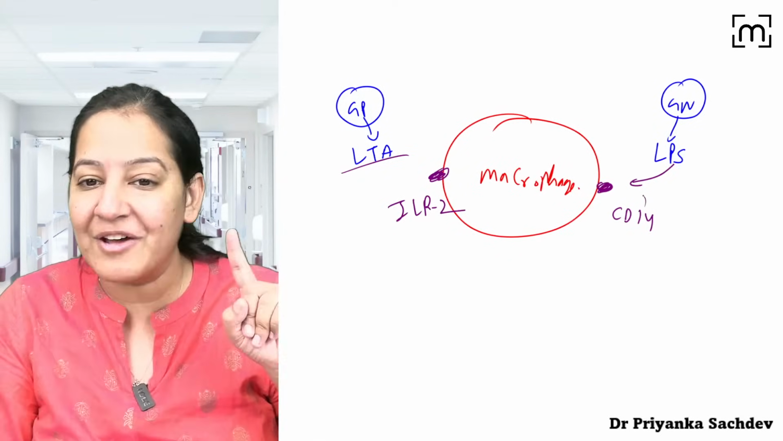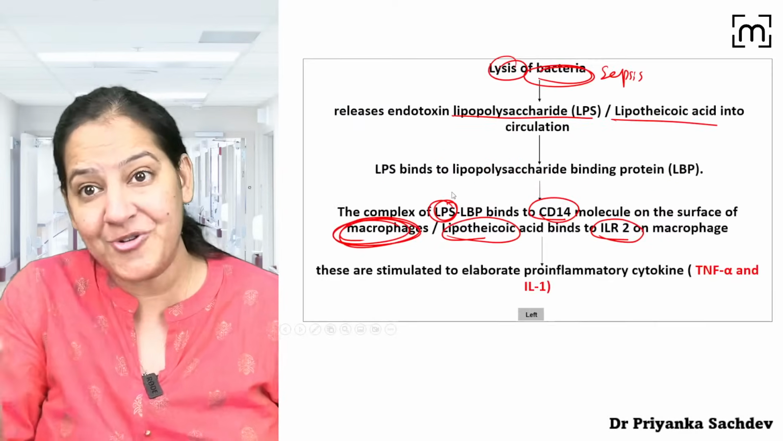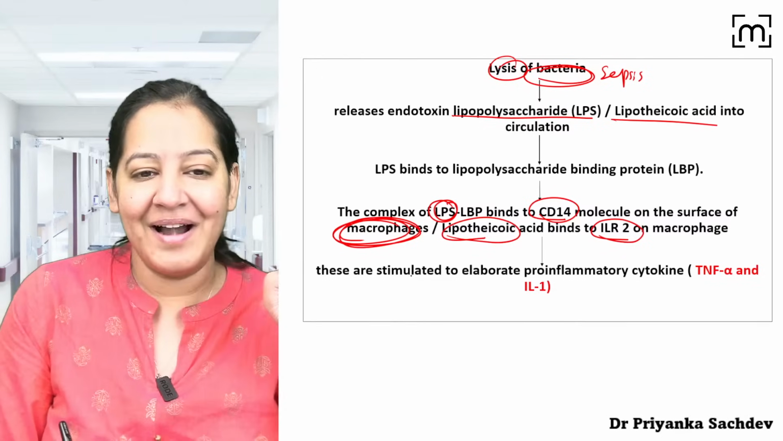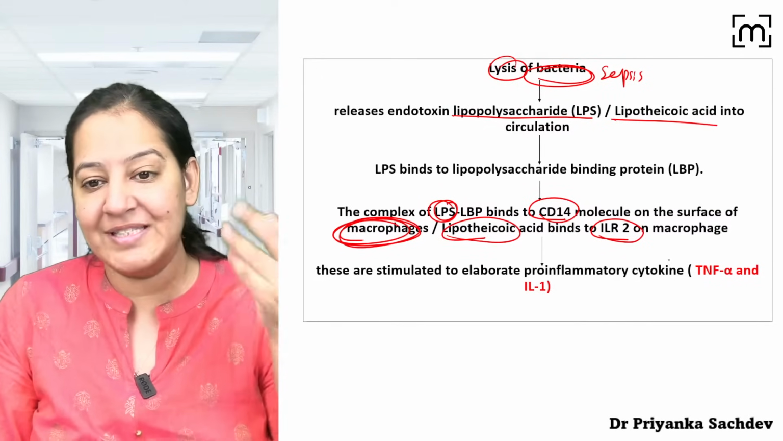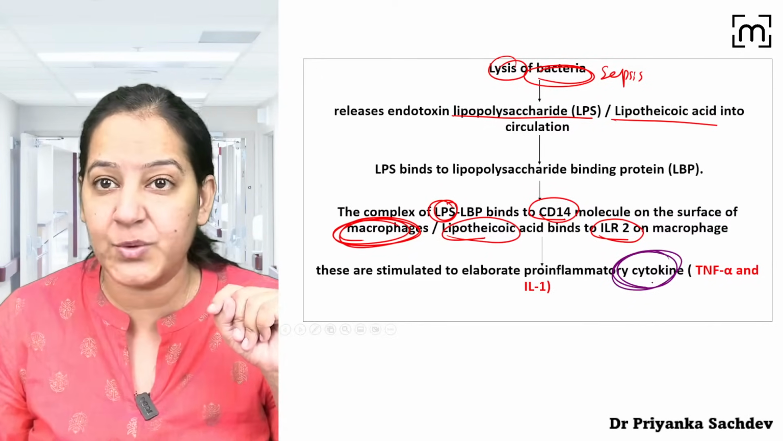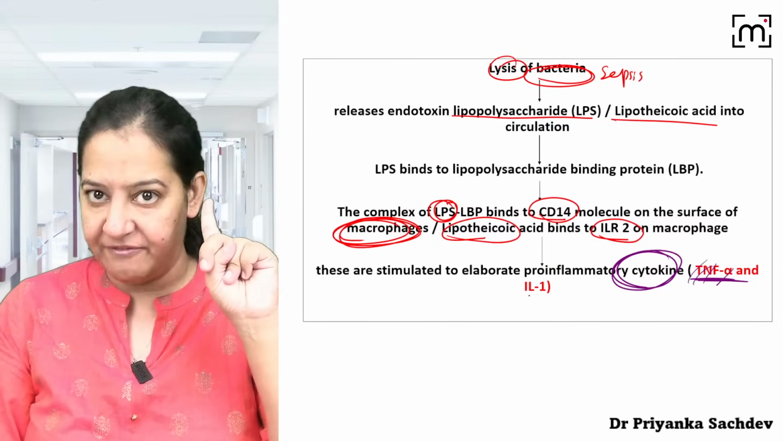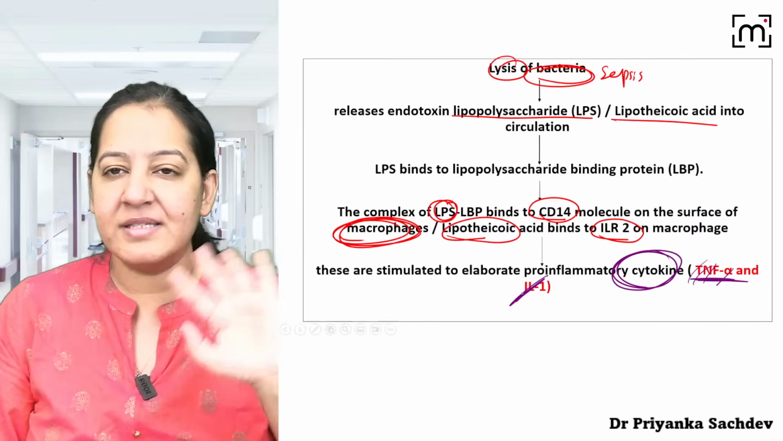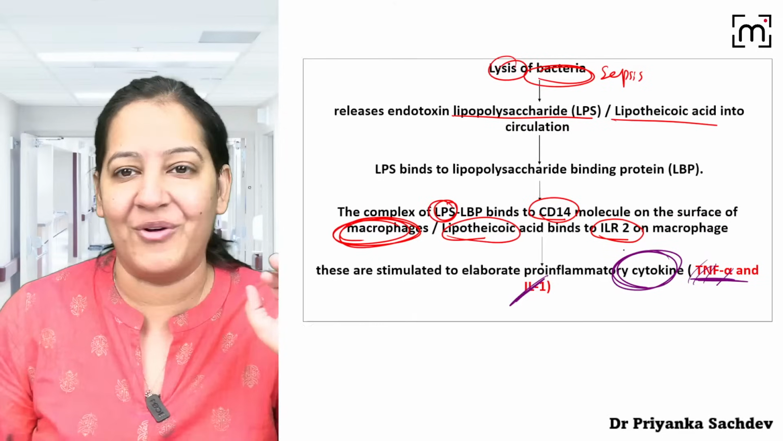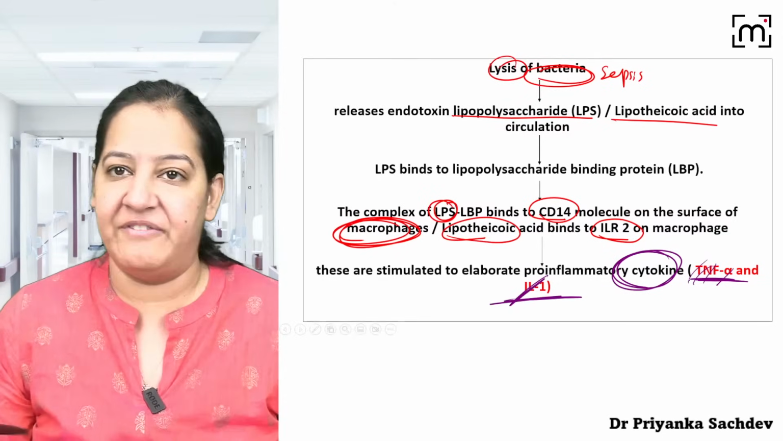These all important things are for MCQs. You got my point? And you can draw the diagrams also. So ultimately it will be stimulated and it will secrete cytokines. What are the names of the cytokines? Learn two cytokines: TNF alpha, tumor necrosis factor alpha, and interleukin 1. It's not interferon gamma, I'm sorry, I told you interferon gamma. It's interleukin 1 and TNF alpha.